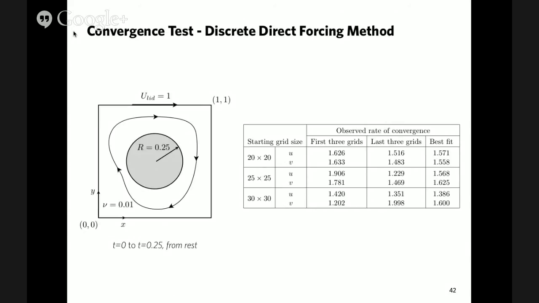And now this is the test problem that I've used to check for convergence. I have a lid-driven cavity, which is a canonical case. You have a square cavity with the lid moving at a particular velocity.